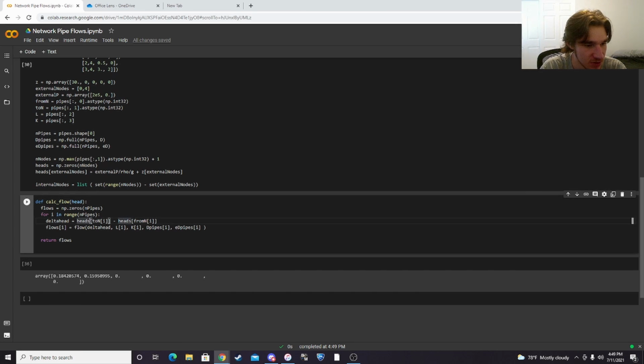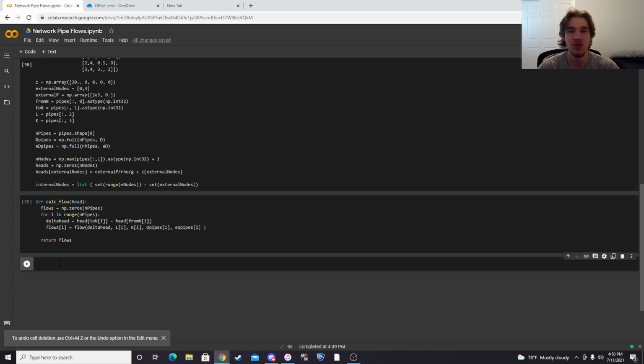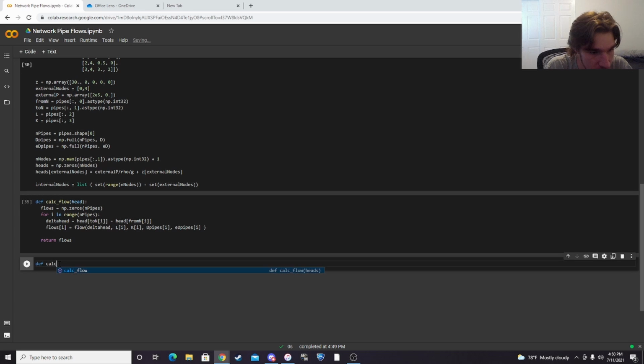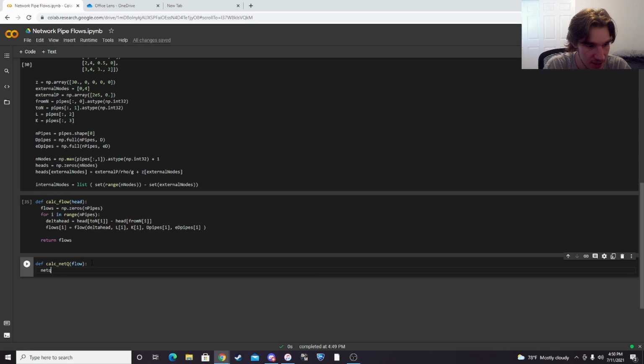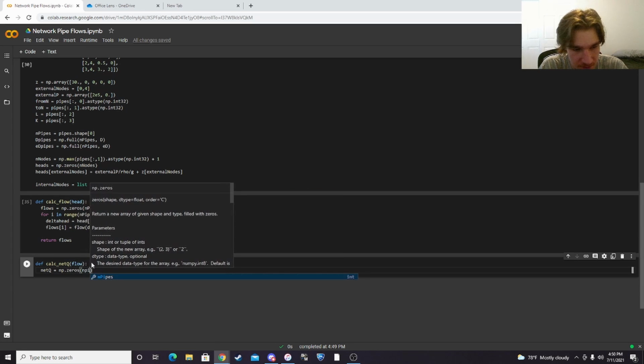And let's change this different. Let's make it different from our actual one. Okay, let's scrap that. And the next thing we are going to want to do is calculating the net flow. Net Q. And what this is going to be inputting is flow. And net Q is going to be an array full of zeros again of n pipes.